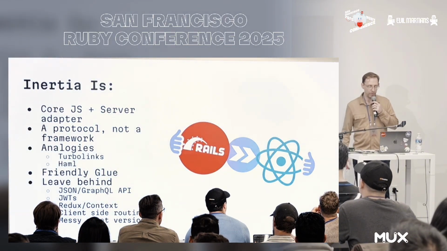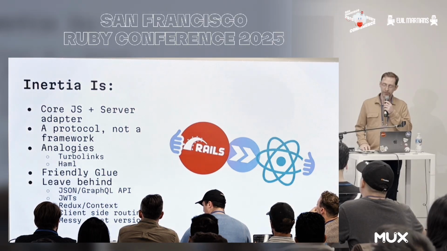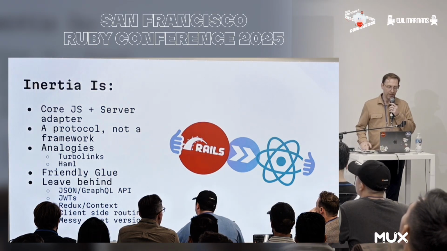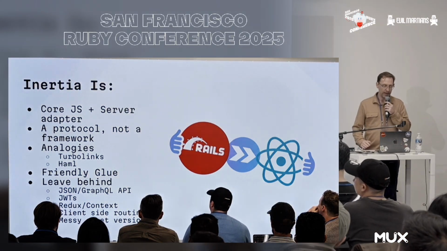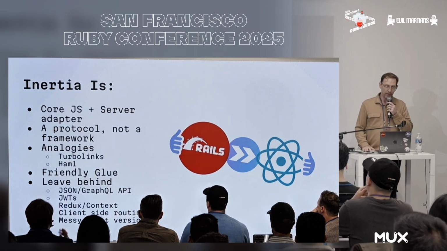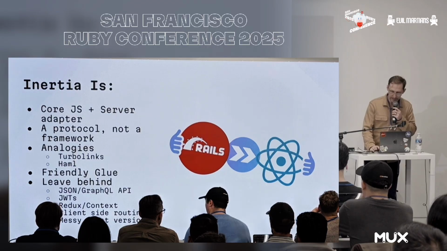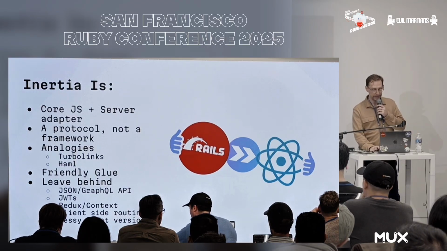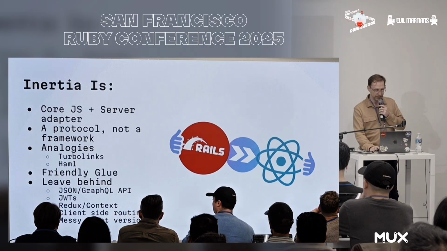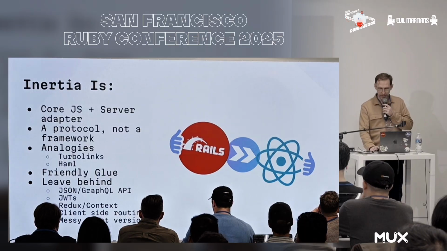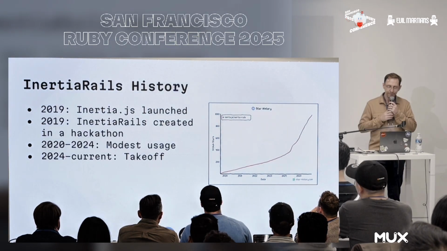So there's a whole list of bullet points there. You'll see some of that as we go through the examples, but you don't need something like a GraphQL API. Auth will work without JWTs. You don't need the fancy or complicated client-side state management. And then asset versioning and client-side routing are also sort of taken care of for you.